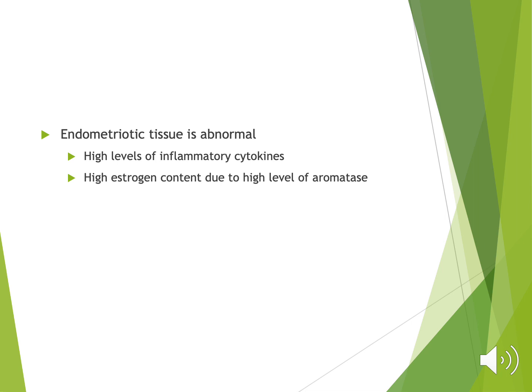The endometriotic tissue in endometriosis is abnormal as it has high levels of inflammatory cytokines, and this explains why patients suffer severe pain. Also, they have high estrogen content due to a high level of aromatase, which converts androgens into estrogen.